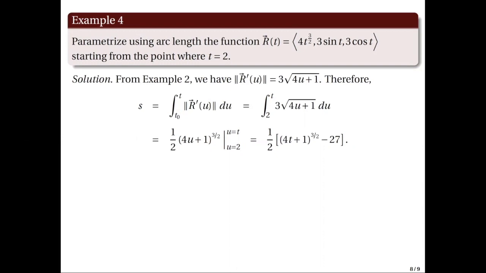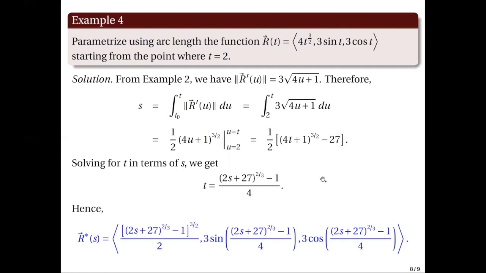We get the inverse. t in terms of s is now equal to ((2s plus 27) to the 2/3 minus 1) over 4. Hence, we can rewrite this r of t as the function r star of s by replacing every t here with the following expression. We get the new parametrization in terms of the arc length parameter s.